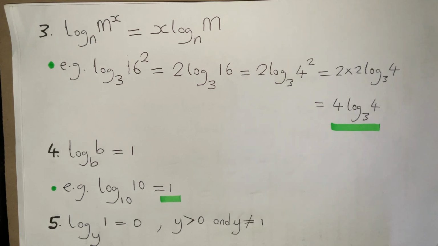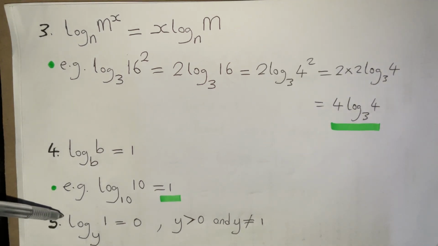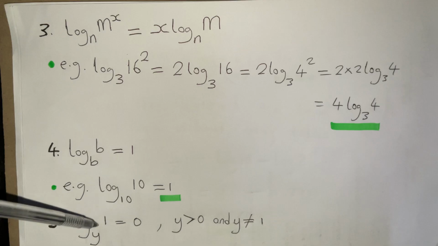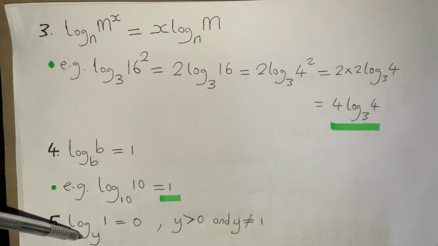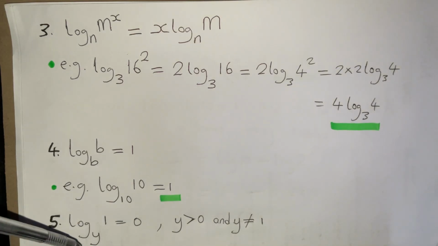Okay, let's move on to number 5. Law number 5 says log of 1 to base y equals 0.